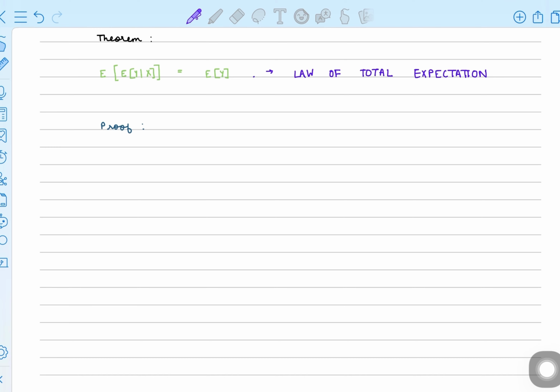The idea behind this is simple. First, we find the average value of y for each value of x. Then we take the average of all of those conditional averages. The result is simply the overall expectation of y. There are two ways to prove this theorem. We can either do this using the discrete case or the continuous case. We'll be starting with the discrete case first.